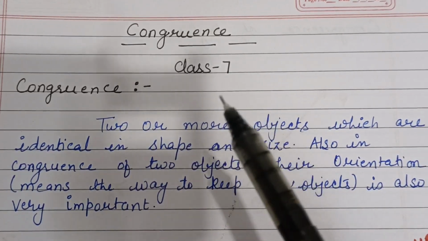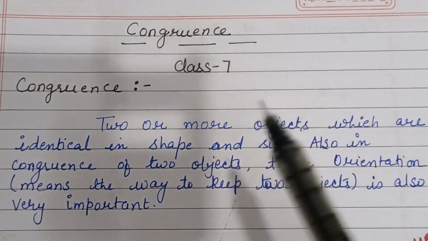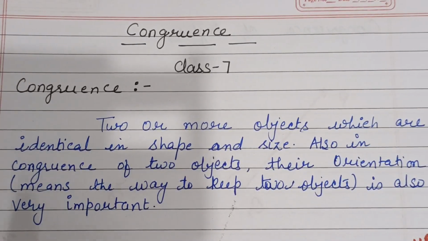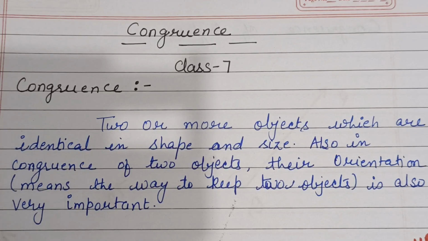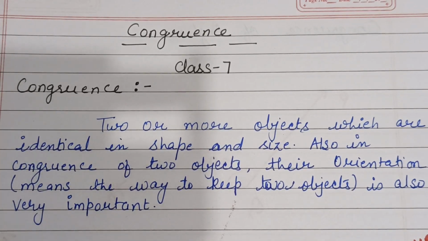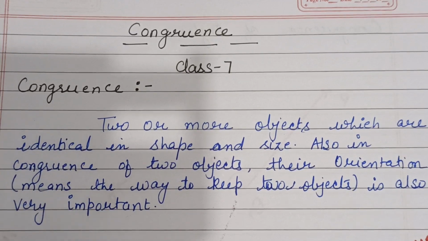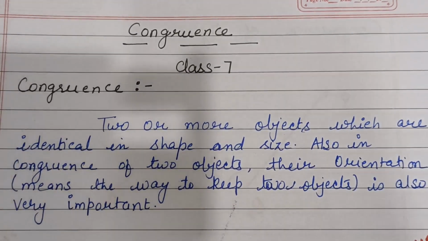Now, whenever I am talking about two or more shapes or two or more objects, they will be congruent if their shape and size is same. That means if you are overlapping one object on another, then they should overlap completely each other.